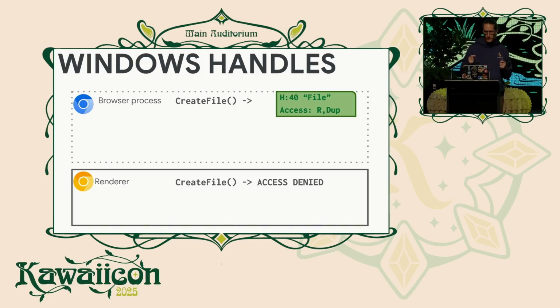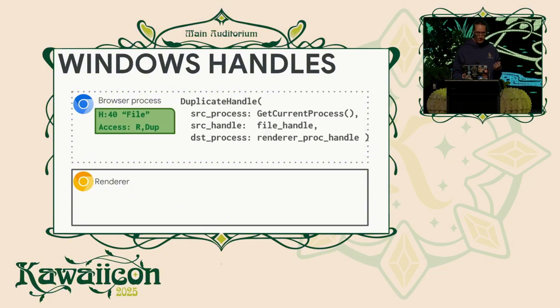But sometimes we need to be able to send resources into the renderer so that it can read them. The way that we make that possible is a privileged process like the browser can open the file, and it can do various checks to make sure it's the right one. And then it uses a Windows system call called duplicate handle, which takes the process that you want to take the handle from, the handle you want to send somewhere, and where it's going to go.